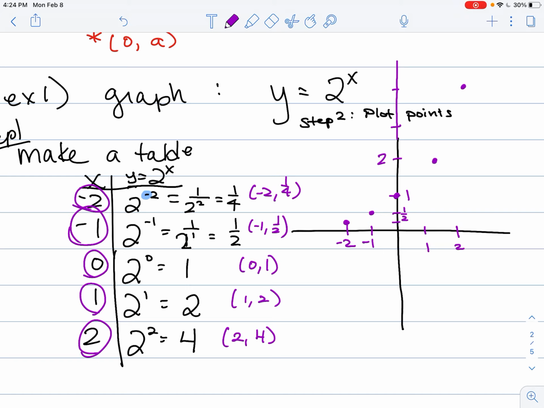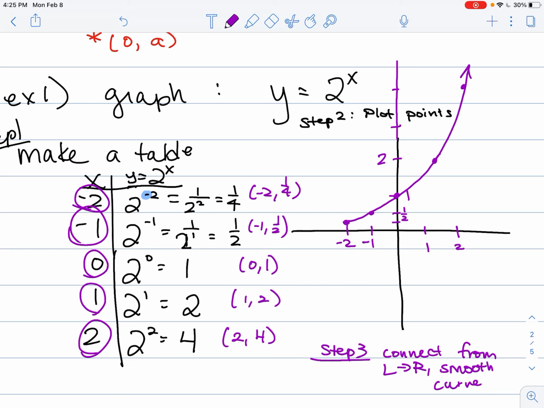And so when we connect our dots from left to right, a smooth curve. So step 3, you're going to connect from left to right, a smooth curve. So here we go. From left to right, it looks like this. So we're not zigzagging. And it's going to keep going. Remember, we said it's going to keep going towards that asymptote at the x-axis.